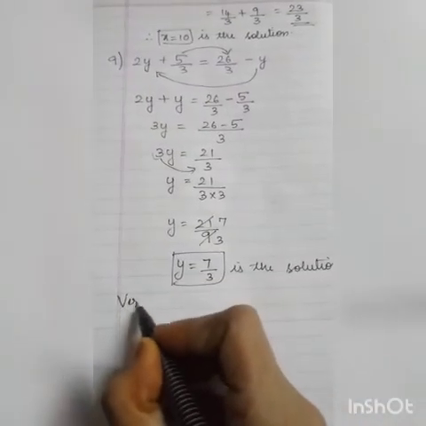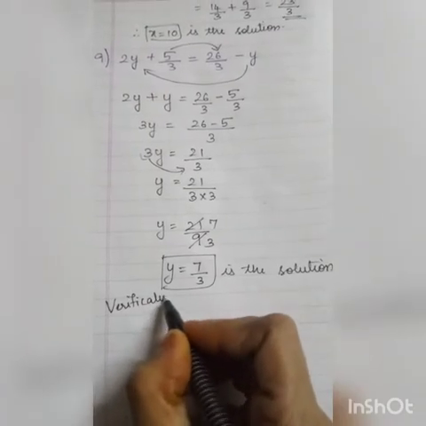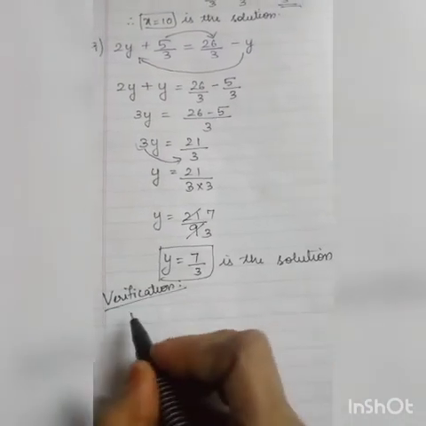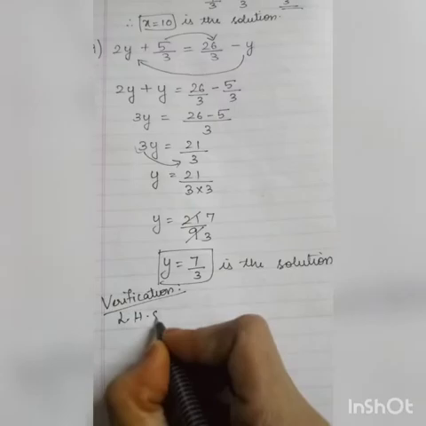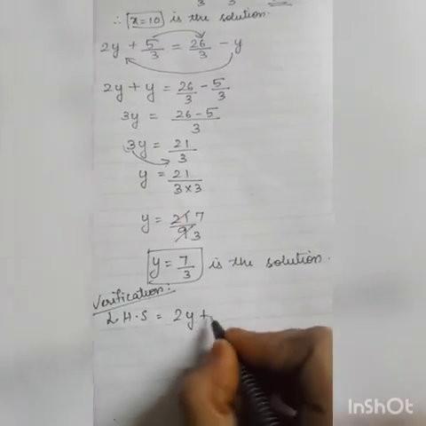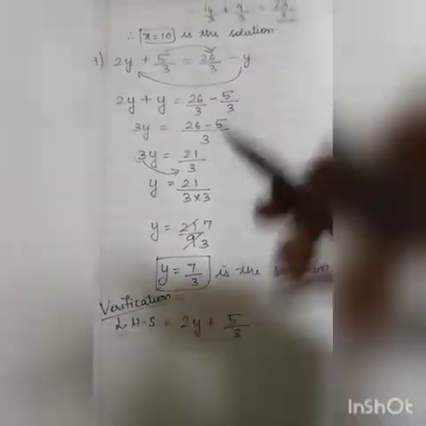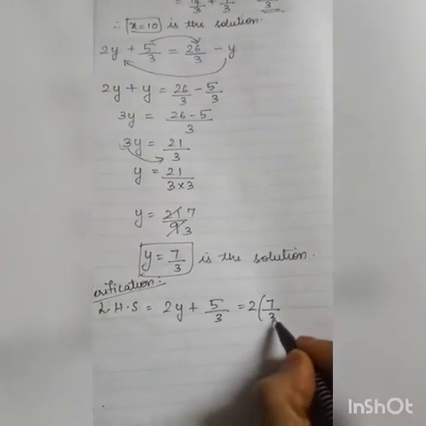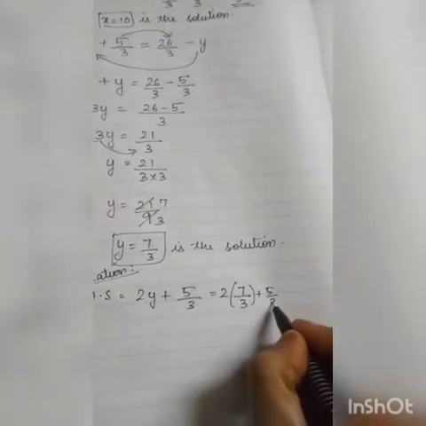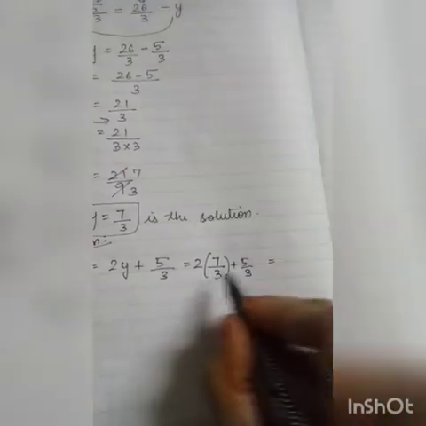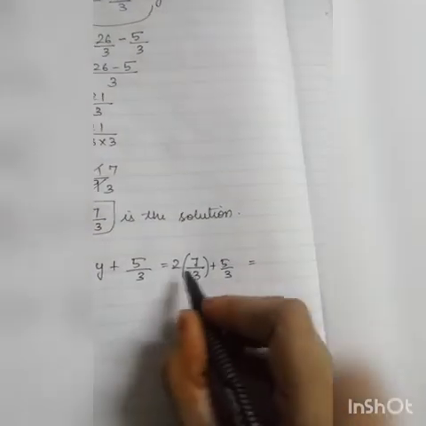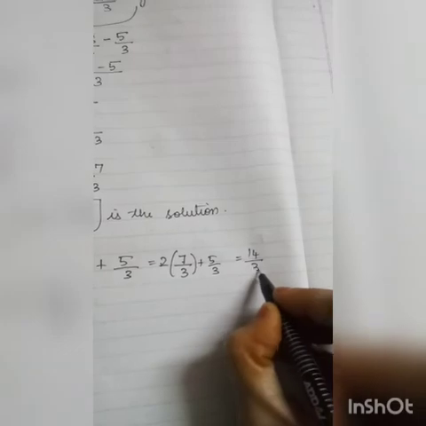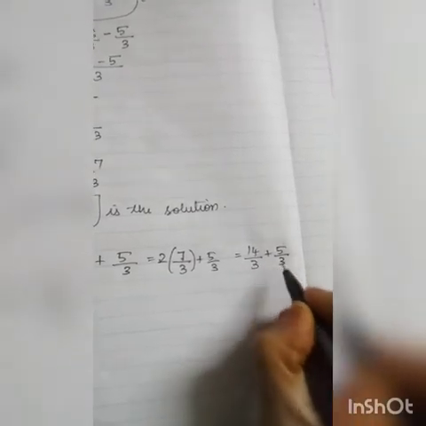Shall we do the verification? Yes. For verification, what do you want? LHS. What is my LHS? 2y plus 5 by 3. Is it? 2y plus 5 by 3. So, what is the y value? 7 by 3 plus 5 by 3. Is it correct? Now shall we multiply? 2 sevens are 14 by 3 plus 5 by 3.